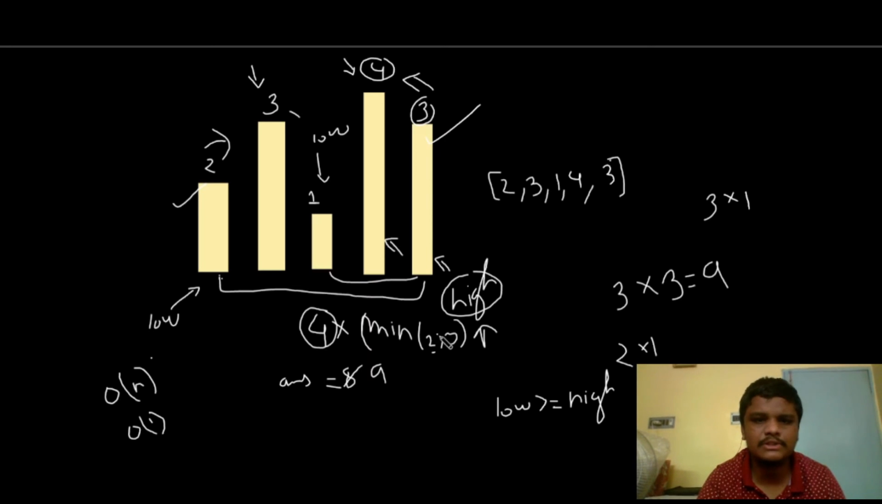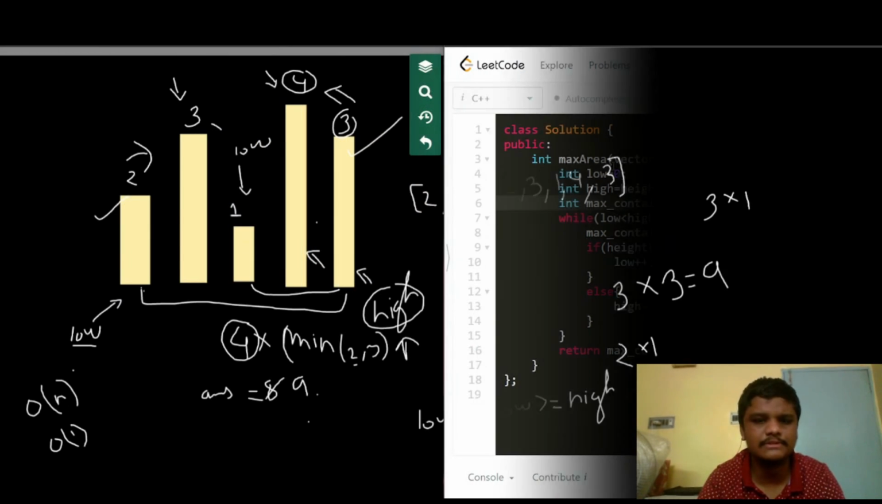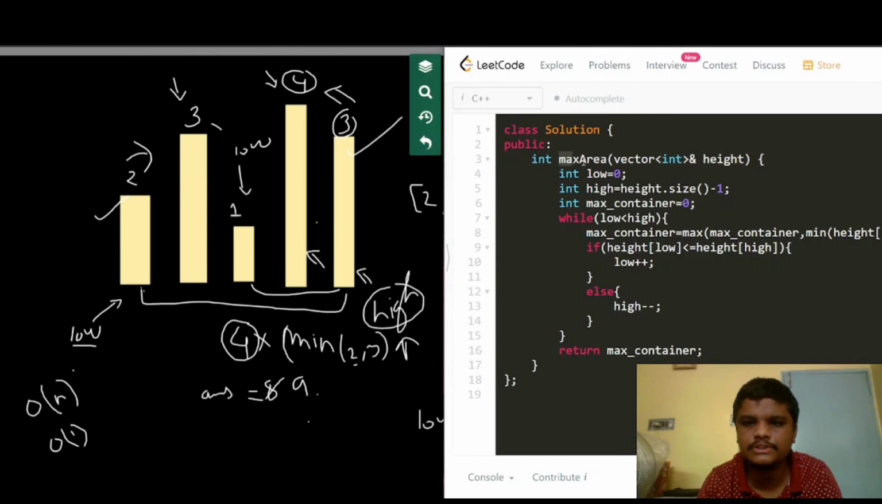So now let's get to the code for this algorithm. We have taken a function over here, maxArea, which has height as the parameter. Now we have declared a low, which is holding the value 0. You can see the low is currently at the 0th index of the container. We have also declared a high pointer, which is pointing to height size minus 1, that is the last index of the container. And now we have taken another variable, max container, which will be responsible for holding the maximum area in the container. That is the final answer.